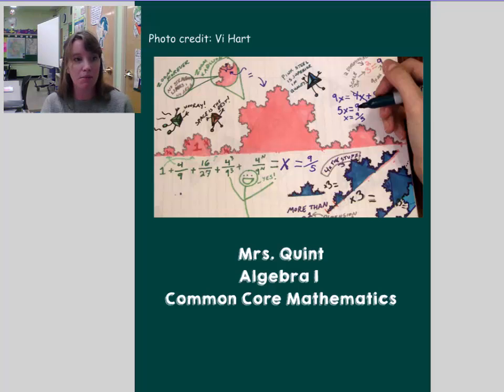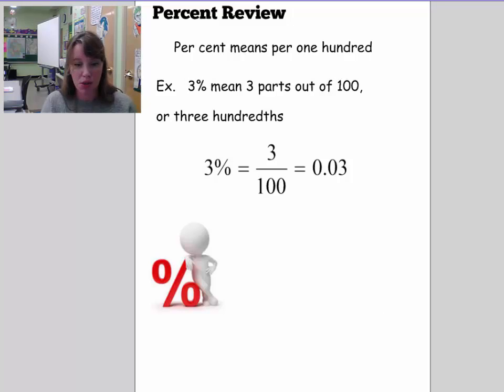Welcome back. Today we're going to talk about word problems that involve percents. So let's review some percents before we begin here. A percent literally means per cent, and cent means per 100. So this little symbol means it's parts out of 100. This symbol takes the place of these words.